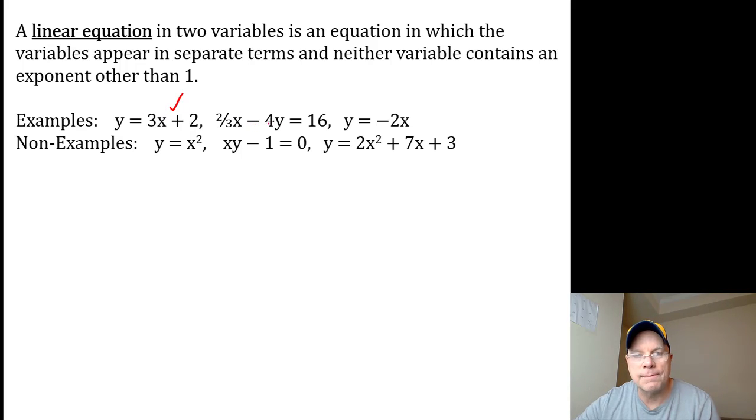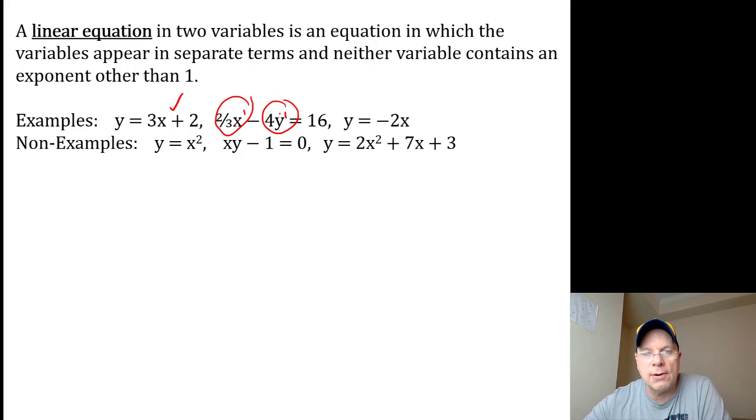In this linear equation, the x and y are on the same side of the equal sign, which is okay. It's not preferable, but it's okay. This x, I don't see any exponent, so I know it's x to the first power. This y, I don't see an exponent, so I know it's y to the first power. And they're in separate terms because terms are separated by addition and subtraction. Two variables in separate terms, both to the first power. That's a linear equation. Here, the y and the x are in separate terms. They're both to the first power. That's a linear equation.